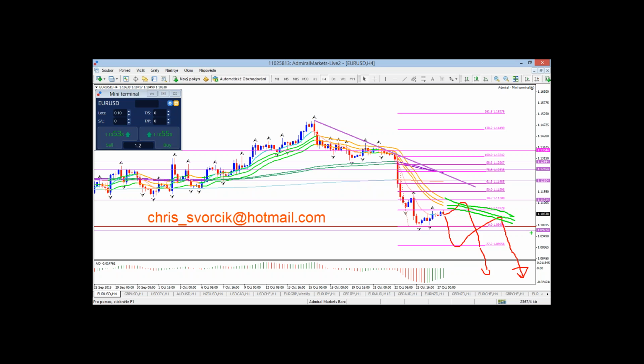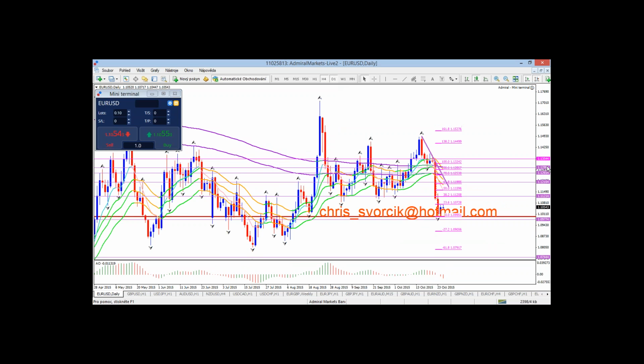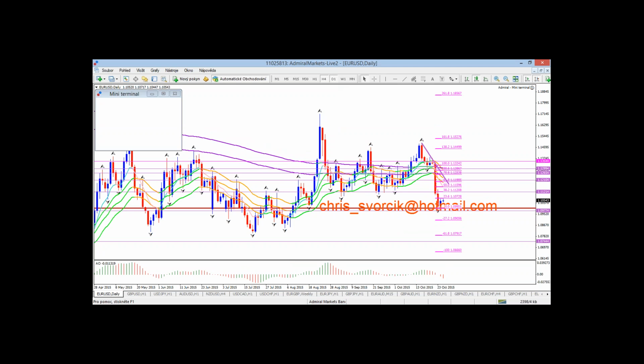So when it breaks 110, you can see what the target at the moment is, 109. Not maybe the main target. The main target, I think, is 107, 108 probably, 108-ish. But 109 would be the first stopping spot.